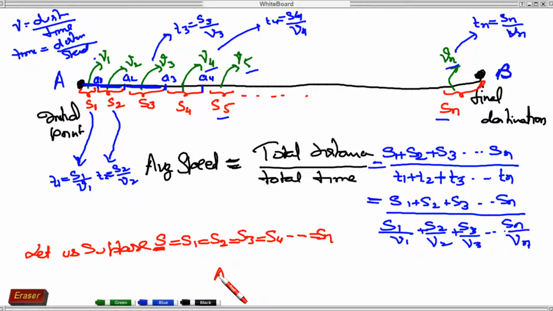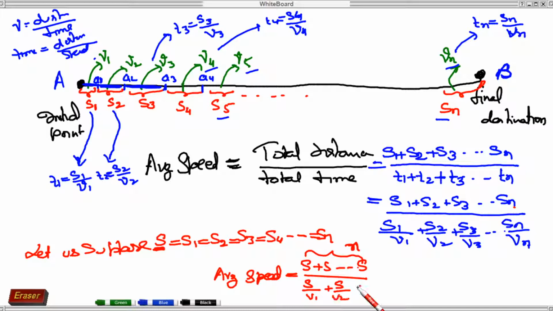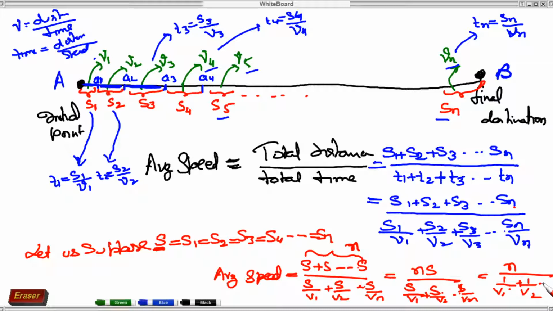In that case average speed will be S plus S and so on to S. How many these S are? N S's. And this will be S over V1 plus S over V2 and so on to S over Vn. So this will be NS over S over V1 plus S over V2 and so on to S over Vn. This will come out like this: N over 1 over V1 plus 1 over V2 and so on to 1 over Vn.